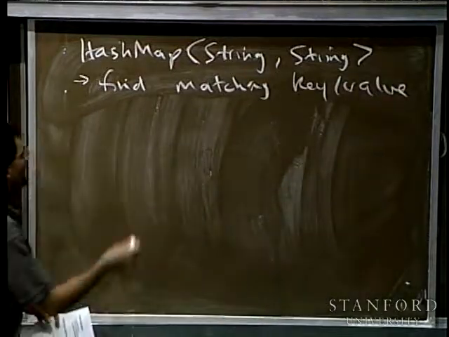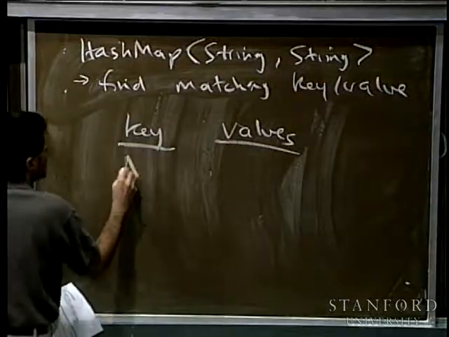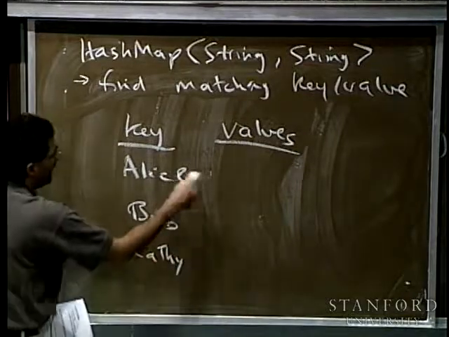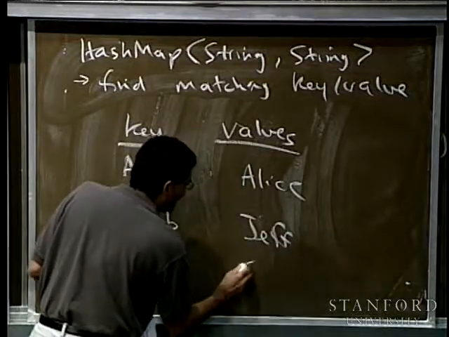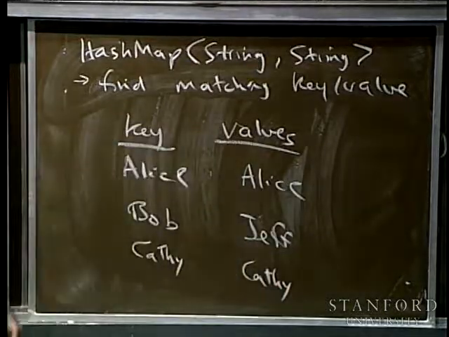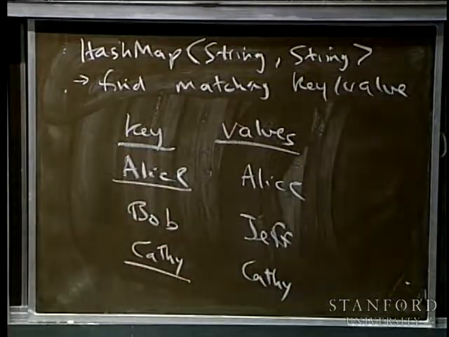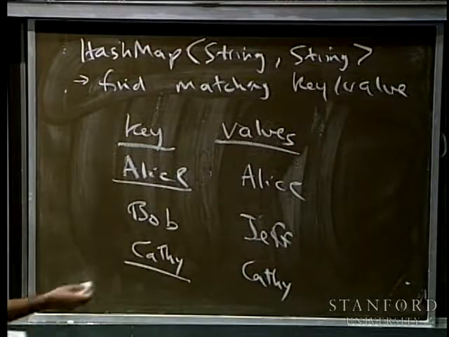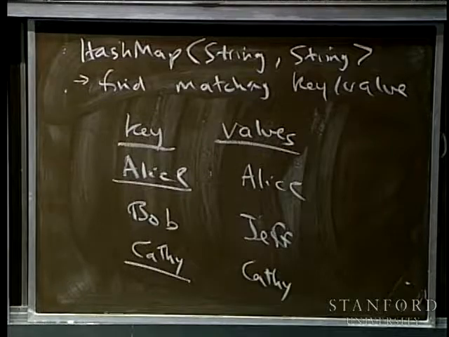Let's say we have some hash map where here are the keys over here and here are the values over here. I might have some keys like Alice and Bob and Kathy, and I might have some values like Alice, Jeff, and Kathy. What I want to find out, for example, to print on the screen, is I'd want to print Alice and I'd want to print Kathy. I want to write out any of the keys whose value is the same as the key in the hash map. So that's a very simple setup, but it stresses a bunch of these concepts that you need to know to be able to do it.